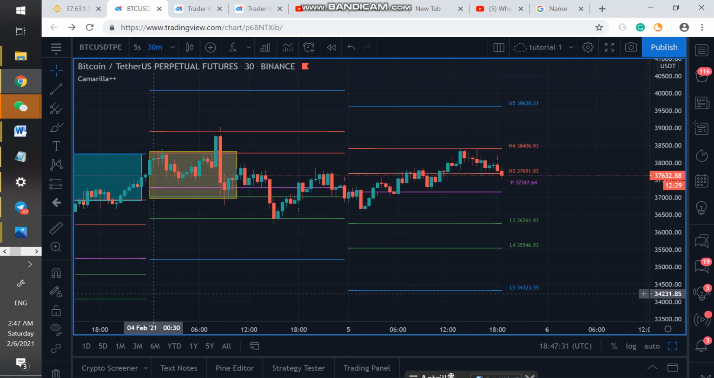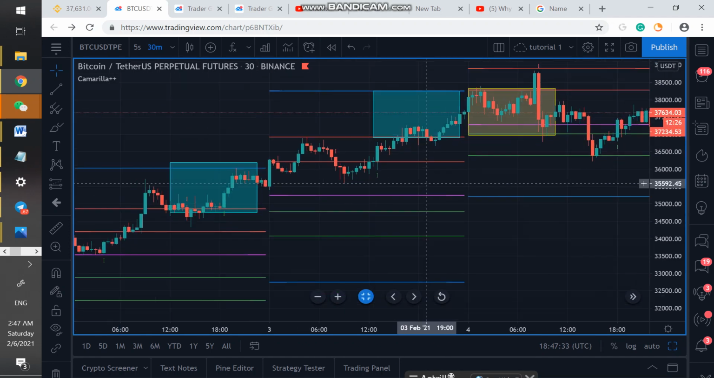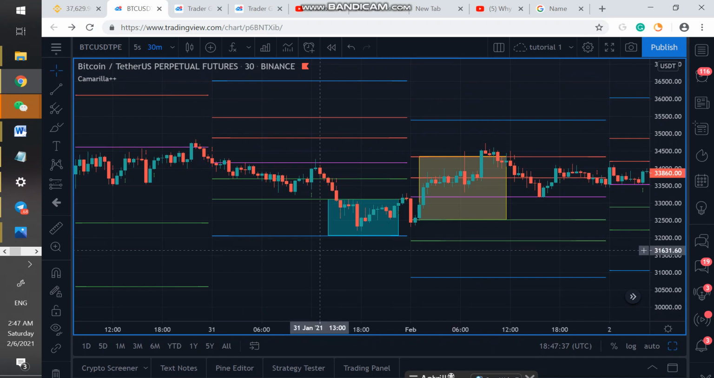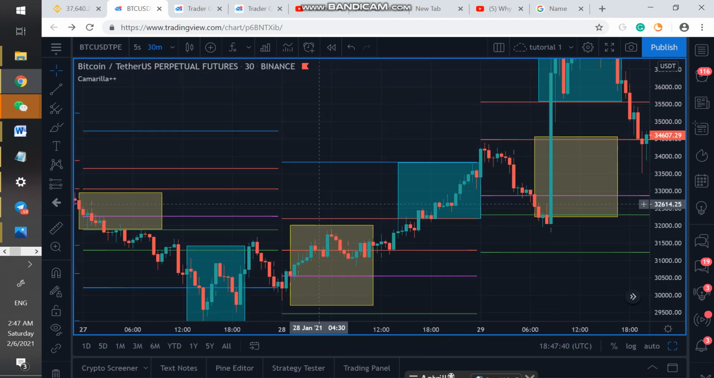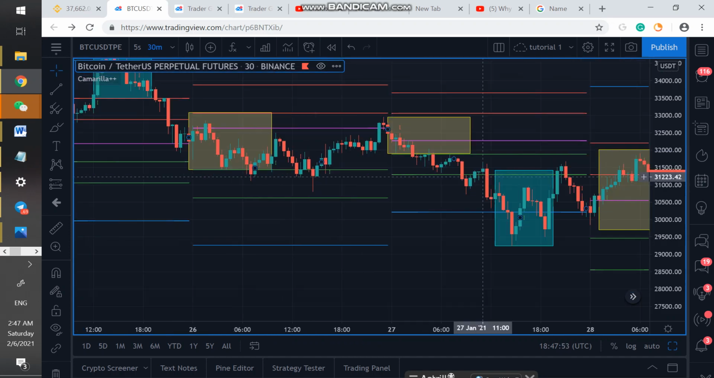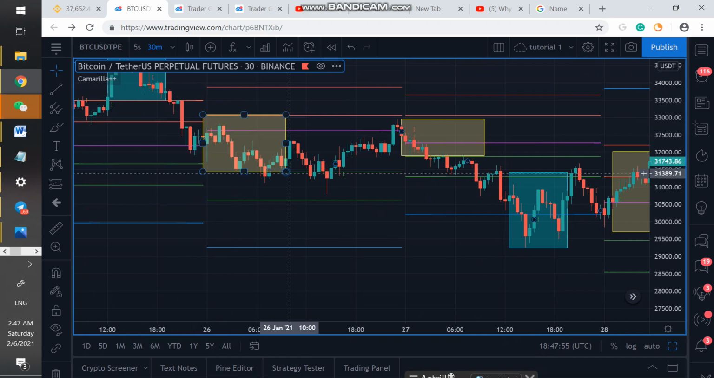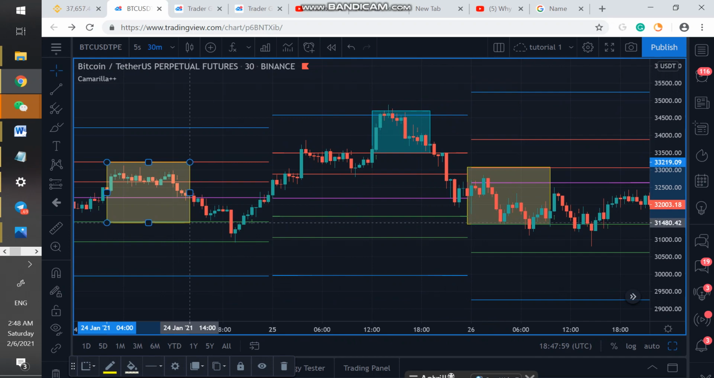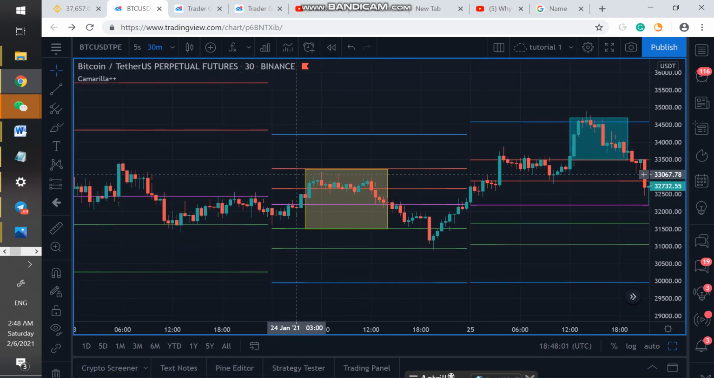Here are some examples. Daily opens, and here I have some ranges, some trades highlighted. You can see yellow boxes are ranging days, ranging trades. Here you have L3, H3. You have H3 to L3, H3 to L3, H3 to L3, H3 to L3.